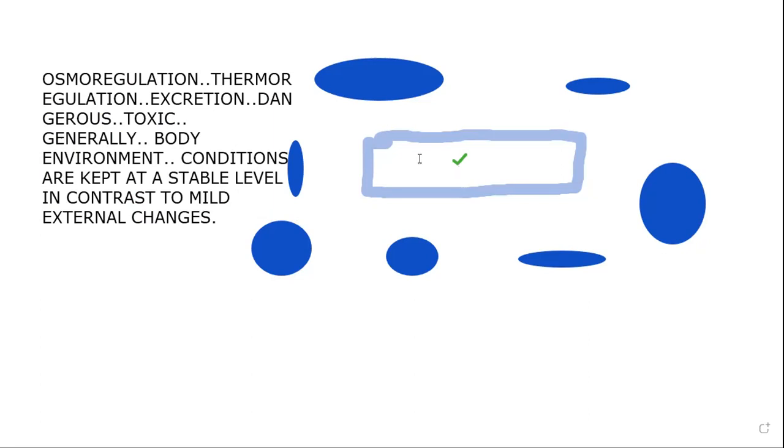Now, the condition inside our body is going to be kept constant. याद रखिए, it is going to be kept constant, and the conditions outside the body, they are variable. These situations outside the body, they are variable, they change. So all these components that are present around the living organism, they are considered as variables. तो यहाँ पर हम कह सकते हैं maintenance of a stable internal environment in respect to mild changes in variables.